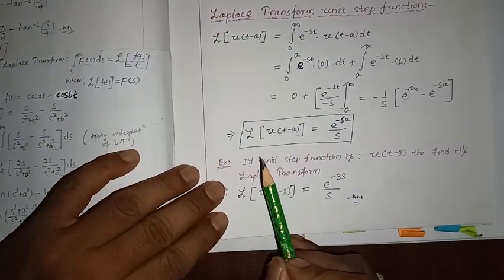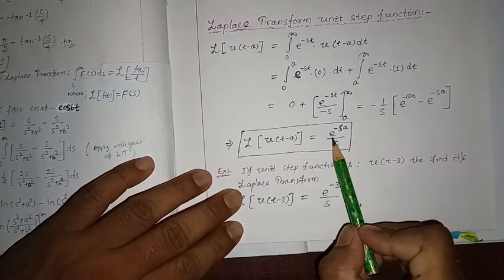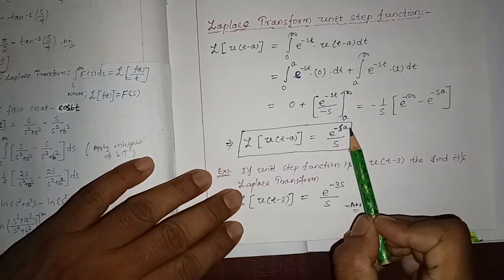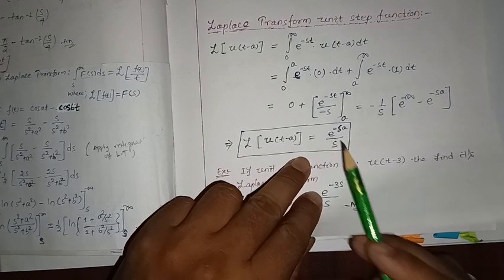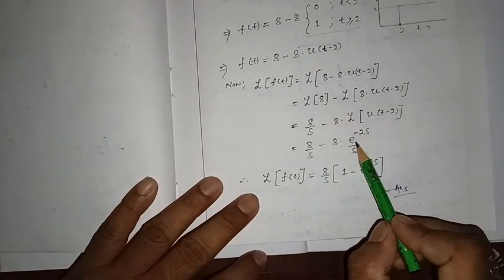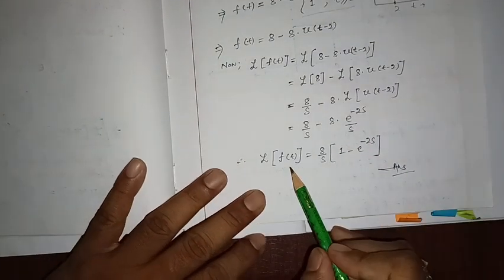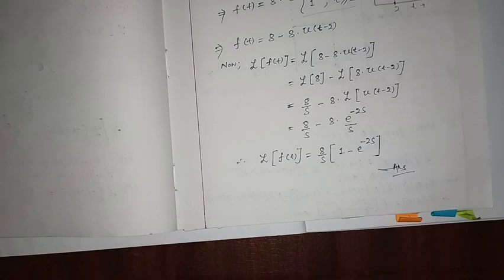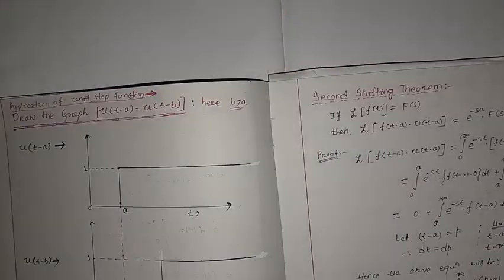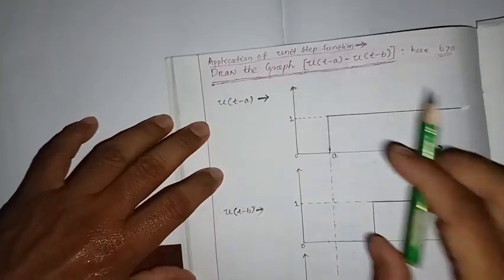Here we found that the Laplace transform of u(t minus a) is e to the power minus sa by s. So here, instead of a, we have to put 2. So the answer will be e to the power minus 2s by s. So finally the answer will be 8 by s times (1 minus e to the power minus 2s). Okay. Now we are going to go for the application of the unit step function.